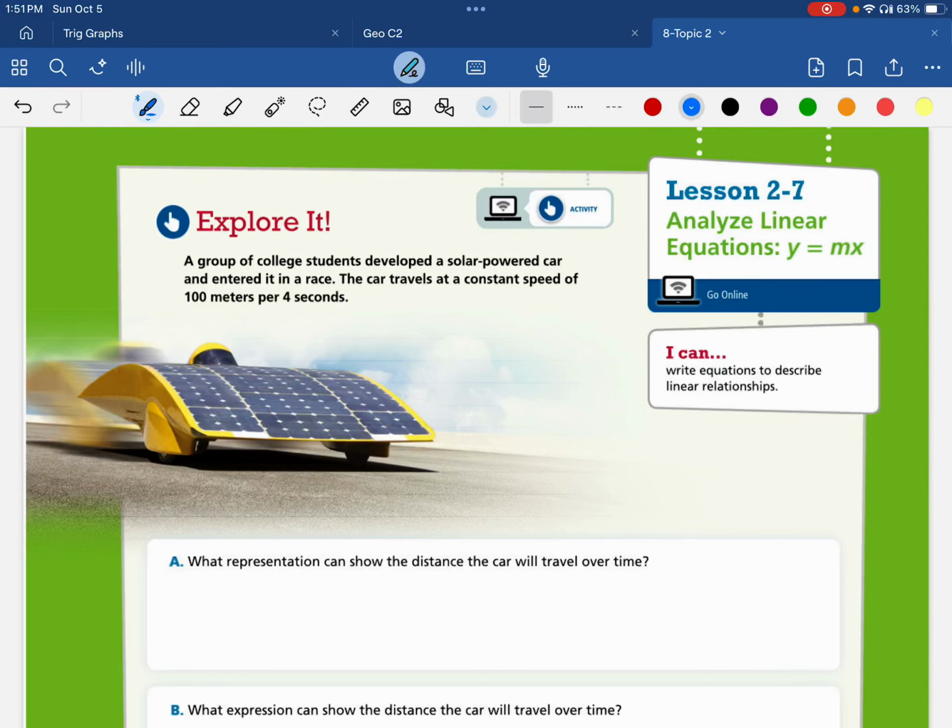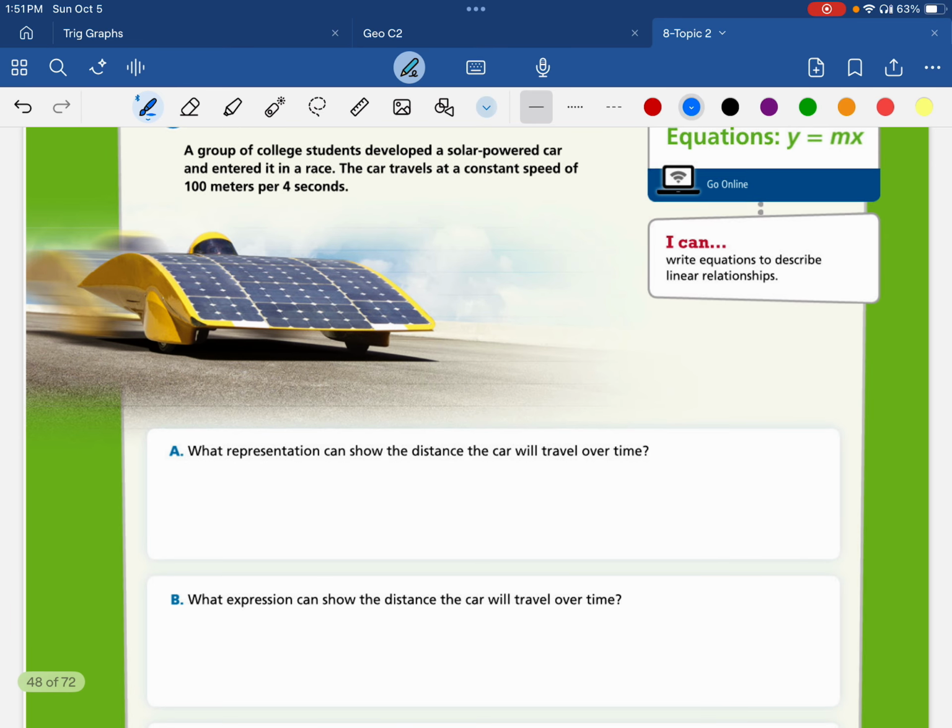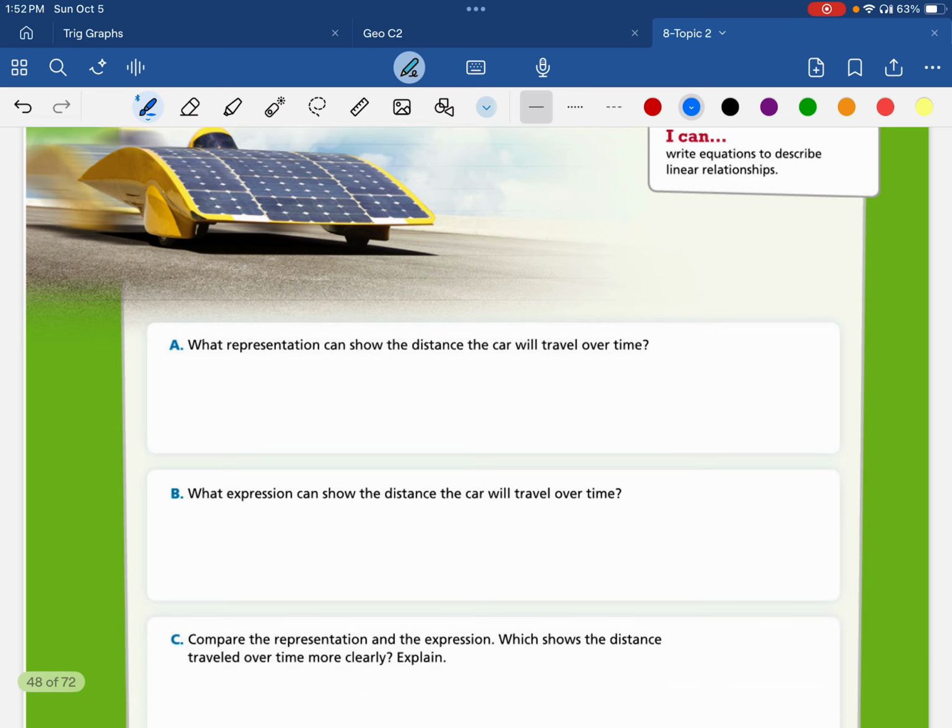We're starting on page 133 in your books. Lesson 2.7, Analyze Linear Equations, y equals mx. It starts off with this example of a group of college students who developed a solar-powered car and entered it into a race. The car travels at a constant speed of 100 meters per 4 seconds. What representation can show the distance the car will travel over time?